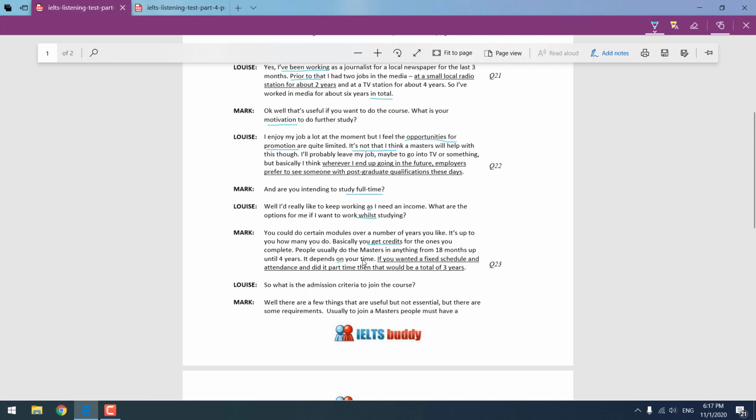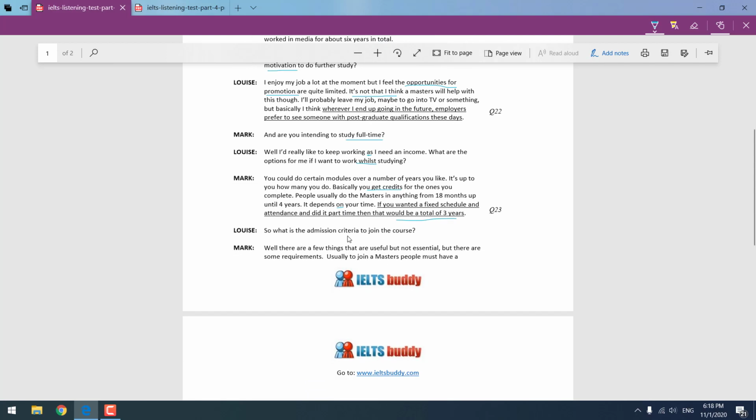Admission criteria. It means how and on what basis the students are going to be admitted. And what about the verb admit? Admit actually has two meanings. The first one is accept. The second one is the university's admission.